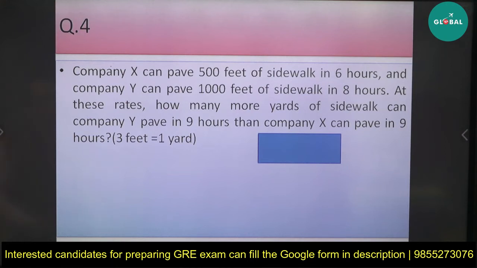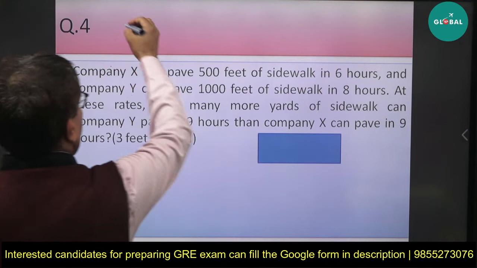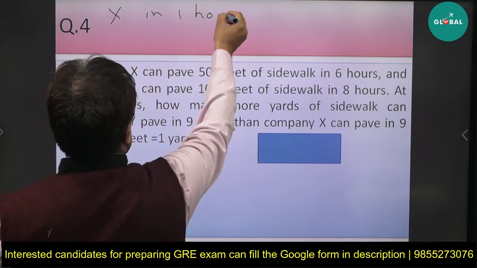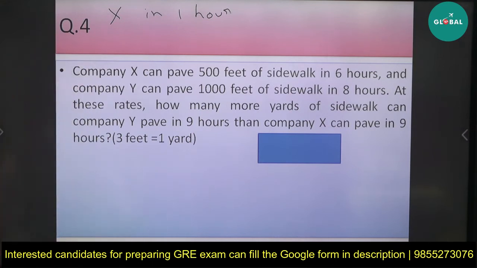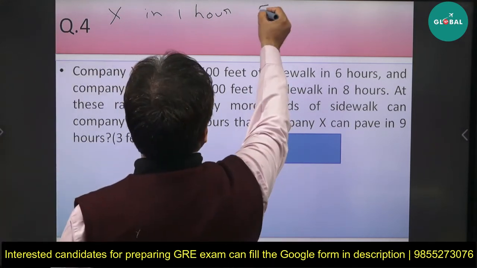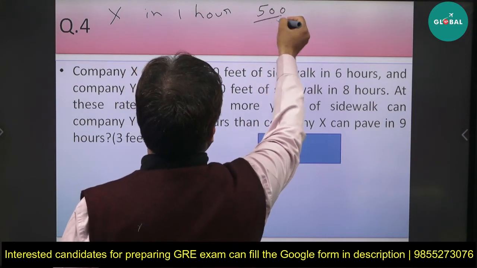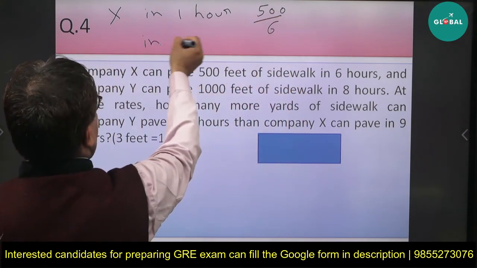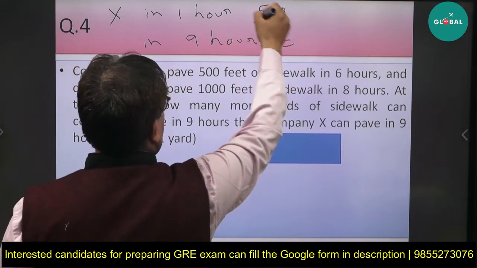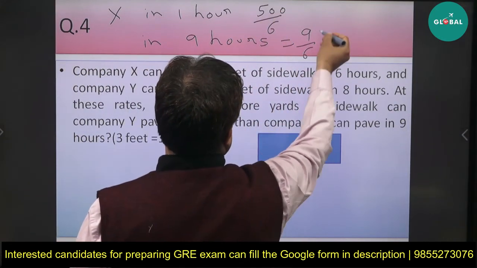Okay, so now let me explain. Company X can pave 500 feet of sidewalk in 6 hours. So how much in 1 hour? Okay, for X in 1 hour, how much feet can it pave? So 500 upon 6. And in 9 hours, how much can it pave? So multiplied by 9. So 9 upon 6 into 500.